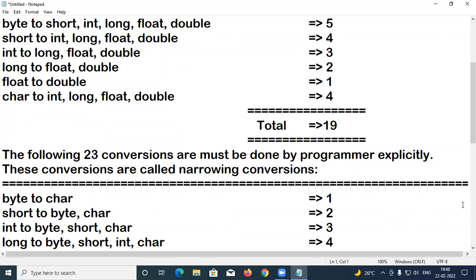So out of 56, 14 conversions are not possible, 19 conversions are done by the system, and 23 conversions must be done by the programmer explicitly. Otherwise, error. Okay. After writing, I'll explain with 3 examples, and you'll get clarity.